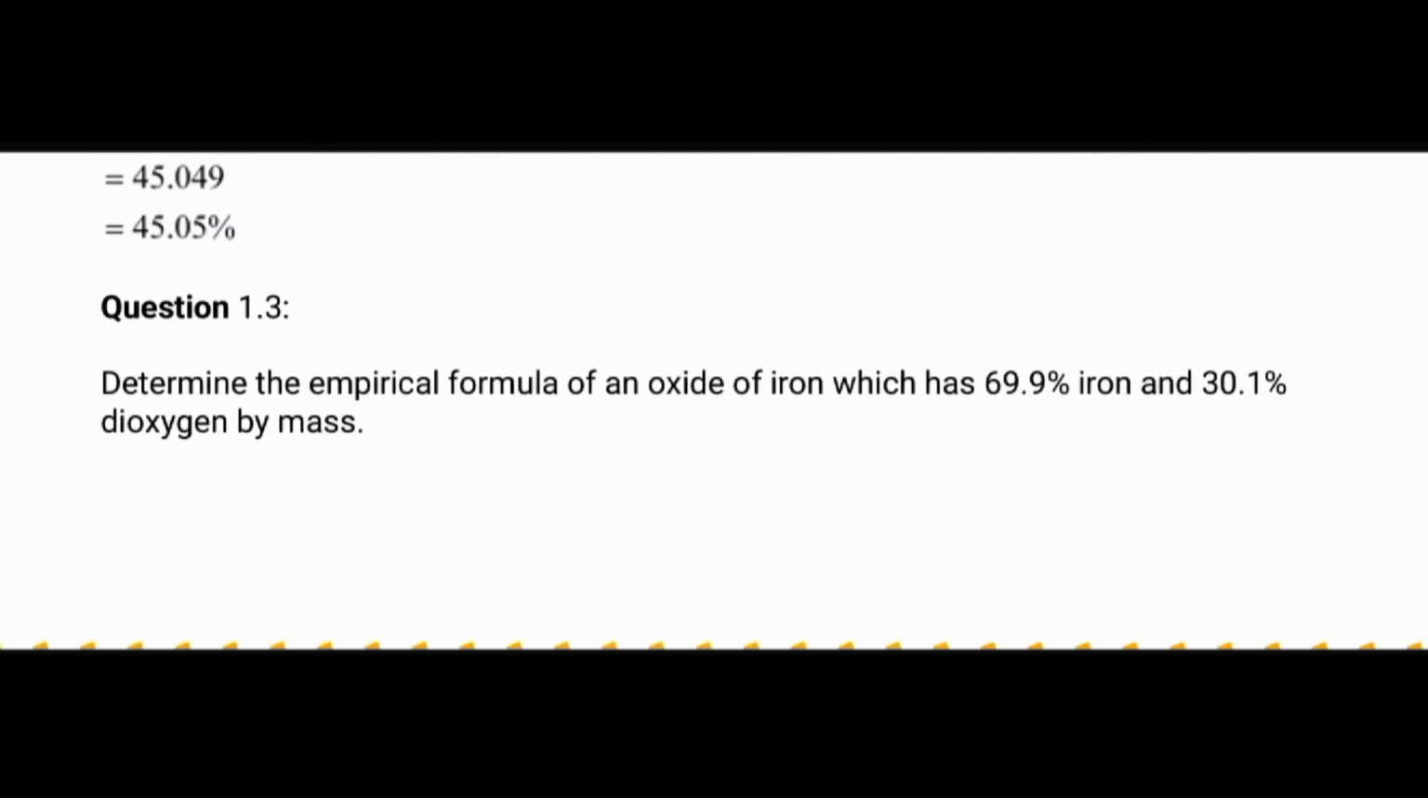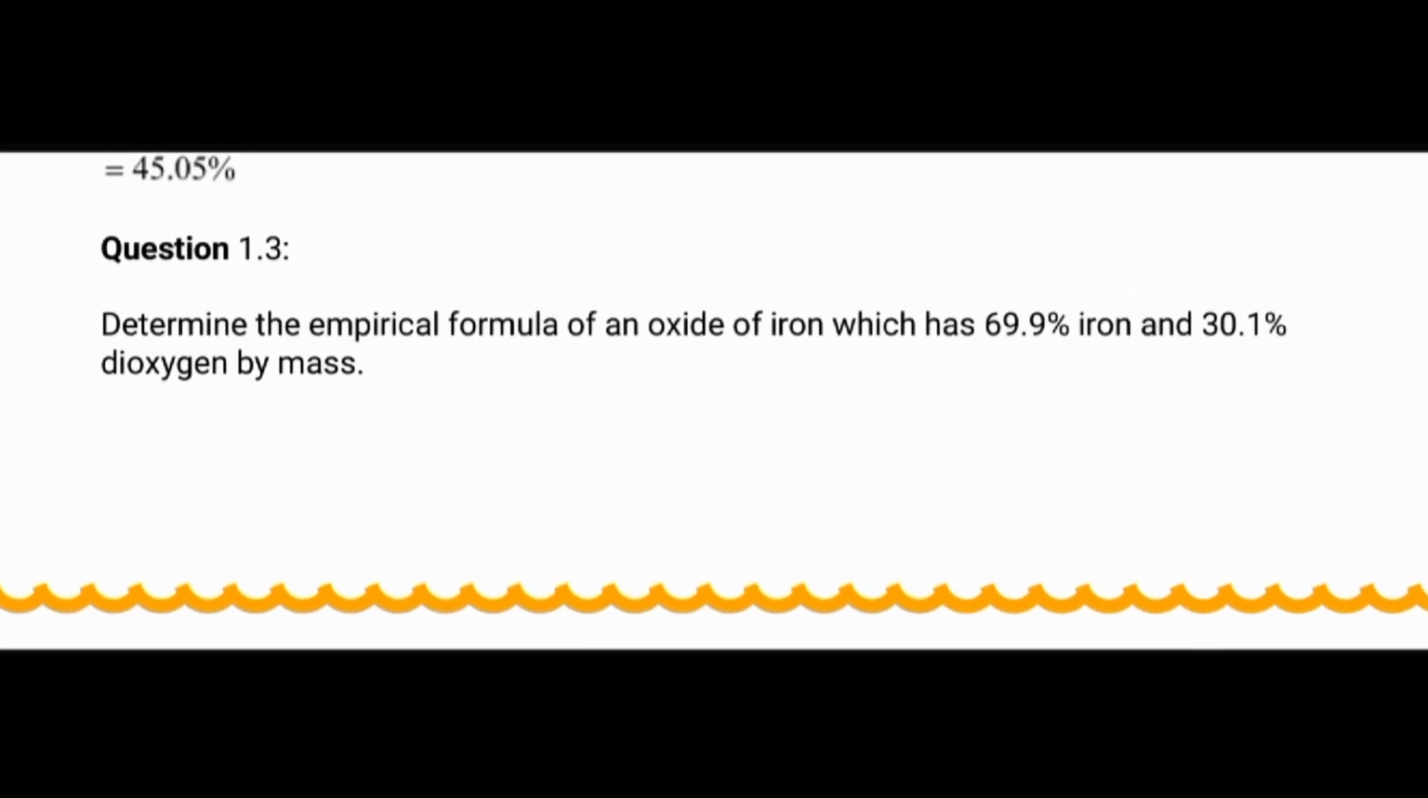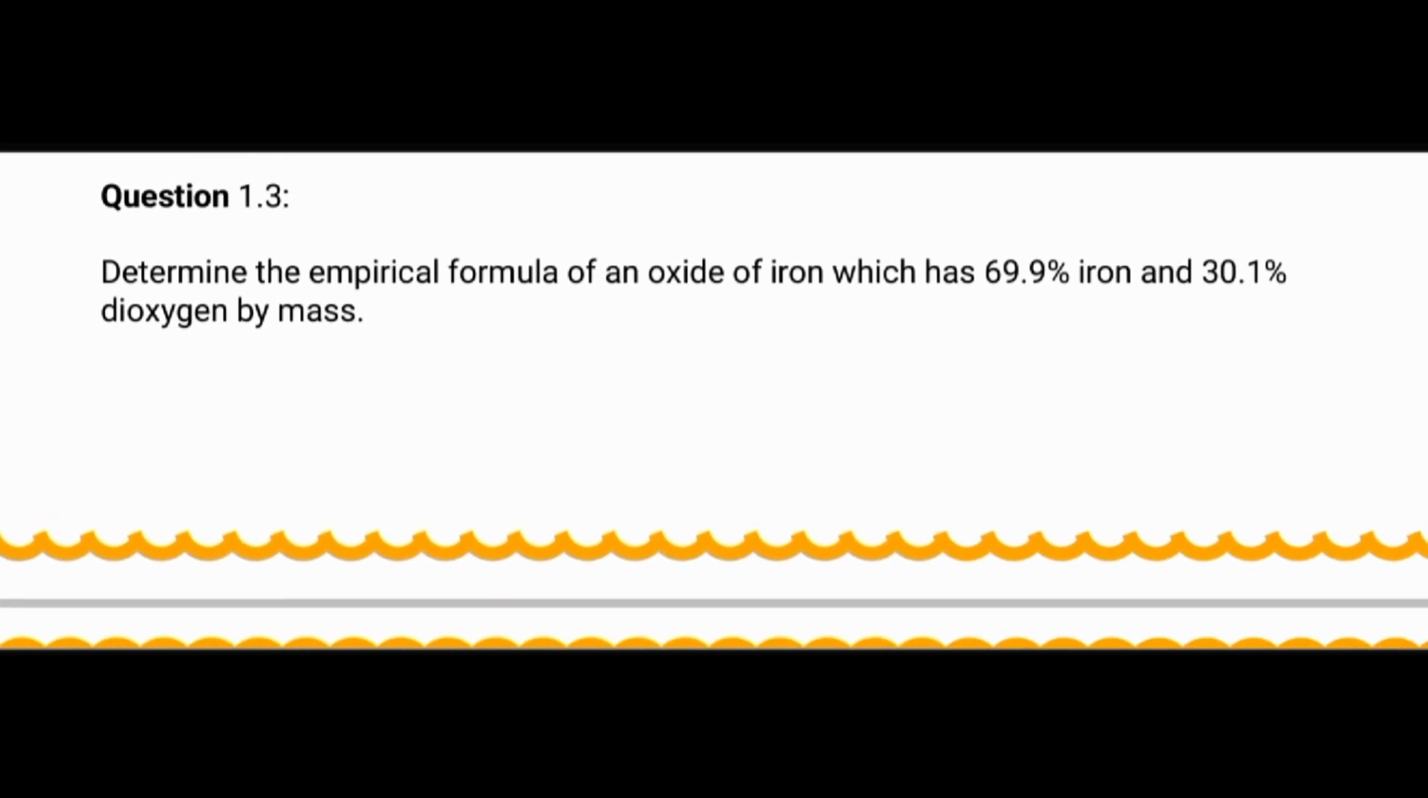Now next is question number 3: determine the empirical formula. What do you have to calculate? The empirical formula of an oxide of iron which has 69.9% iron and 30.1% oxygen. Now how can I calculate it? By making all the columns that you need for the calculation of the empirical formula.